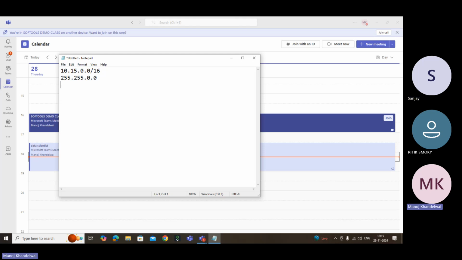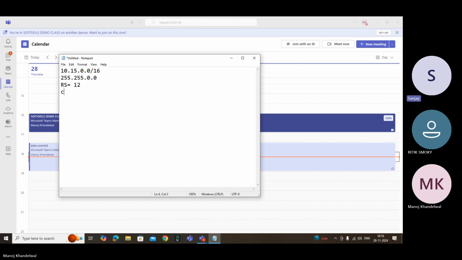The required subnets, we'll give it like 12. A sample, required subnets: 12. First of all, when they ask us for the number of subnets they need, 12 subnets, we have to convert this to binary.